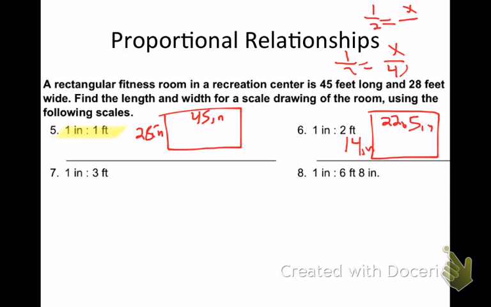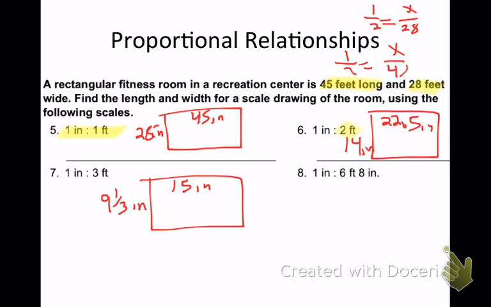Wait, so the x is on the numerator or what? No, it kind of depends. They give me feet. It tells me the feet and the feet. Yeah. So those both have to be in the denominator. They have to be associated. You have to match up. 7. 1 inch to 3 feet. Well, if I had a diagram here, what would my new length be now? 15 inches. And then the other one would be 9 1/3 inches. Nice job. So there's my scales. Then last one, number 8.